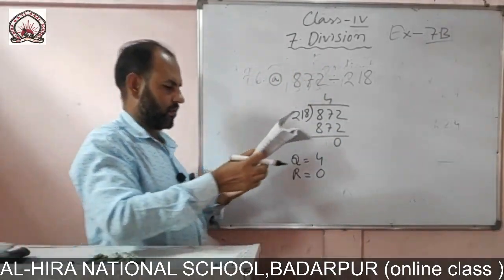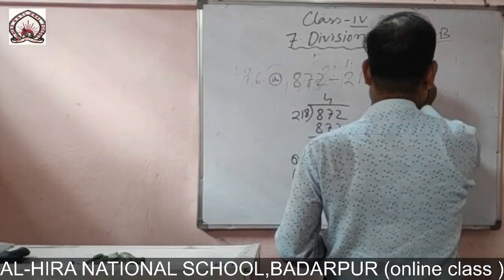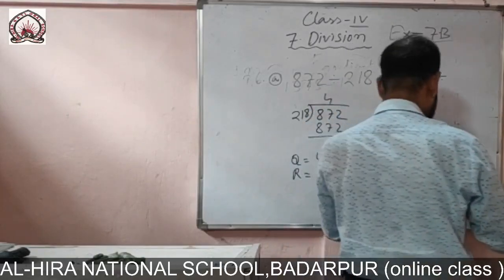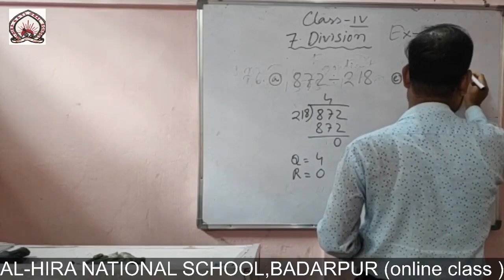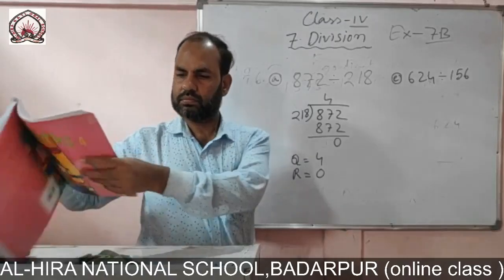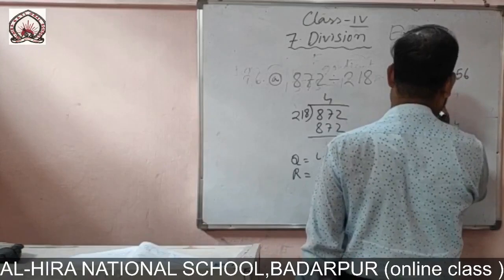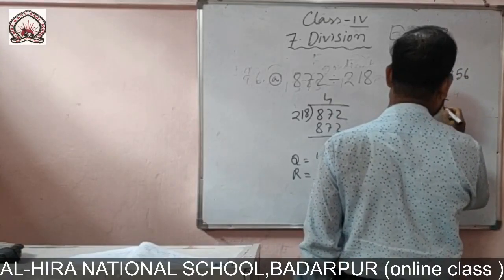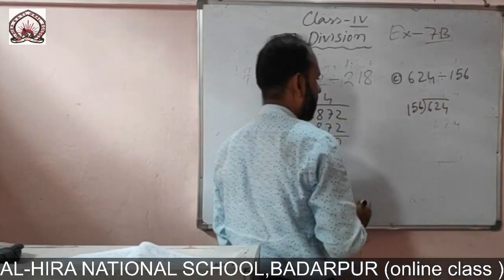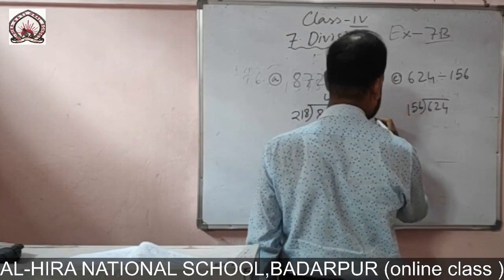Next, 6E. 624 divide 156. 156, 624. So let's try. How many times does it go? 5 times. No, 4 times. First try.